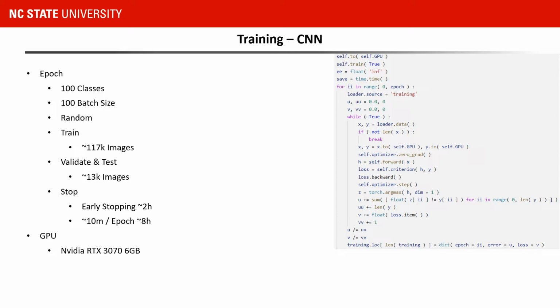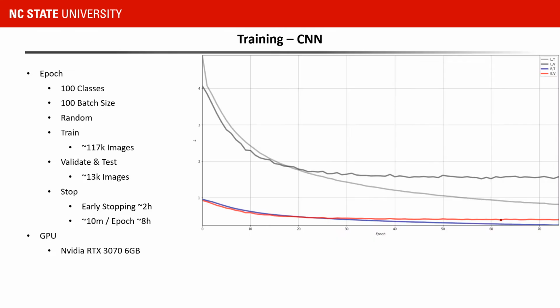Each epoch was trained across a training set with 100 classes and batch sizes of 100 images, presented in random order and transformation. After each epoch, validation was performed across a validation set. An epoch required 10 minutes to complete on a laptop with an NVIDIA RTX 3070 GPU, and models were trained within 8 hours. A typical learning curve has validation and training loss in black and gray, training error in blue, validation error in red, with early stopping indicated.